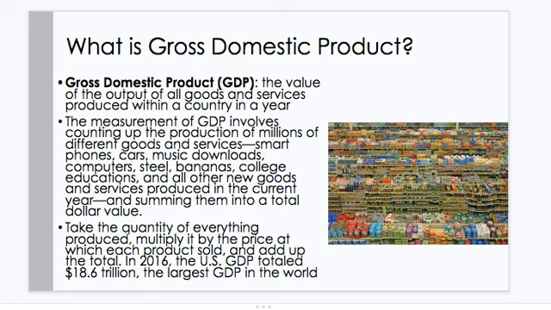Take the quantity of everything produced, multiply it by the price at which each product sold, and add it up. In 2016, U.S. GDP totaled $18.6 trillion, the largest GDP in the world. Today, it's more like $20 trillion, still the largest in the world.